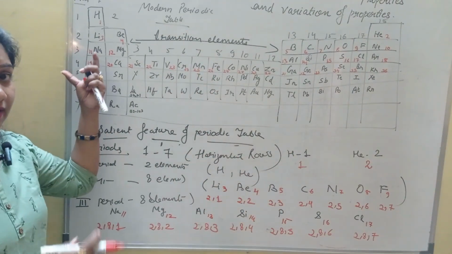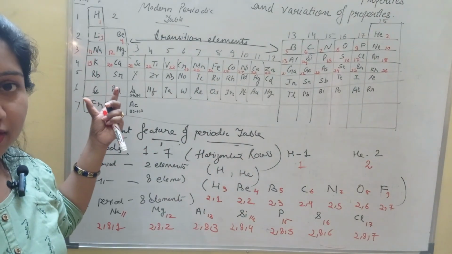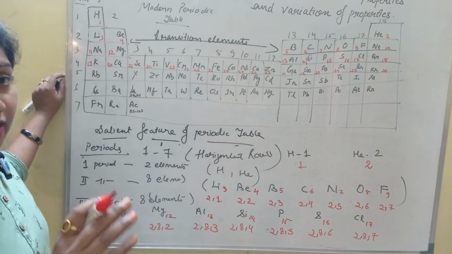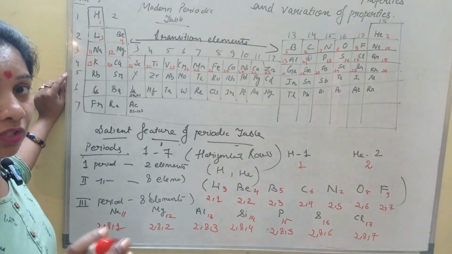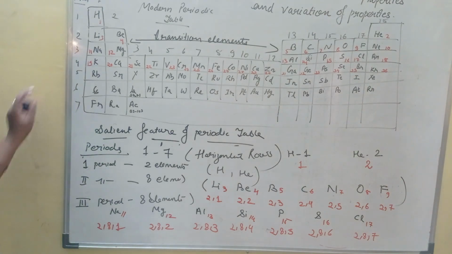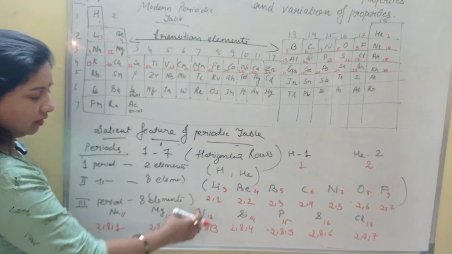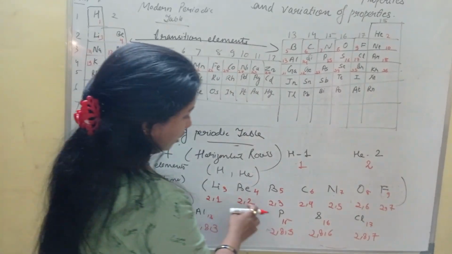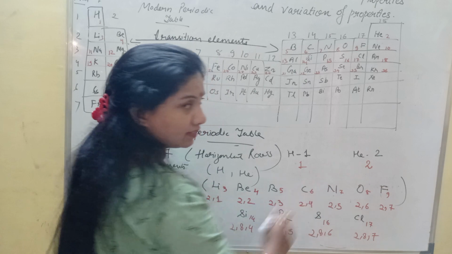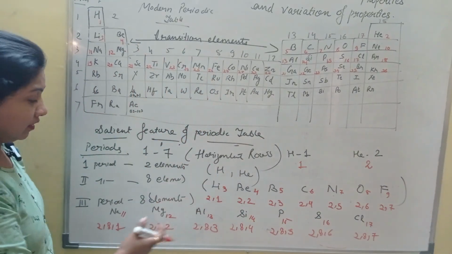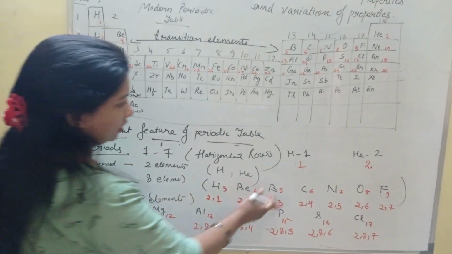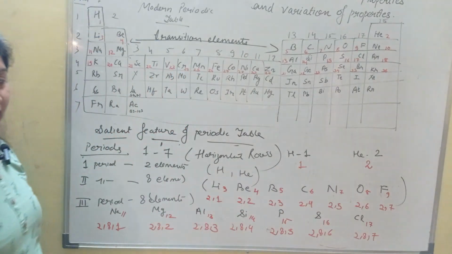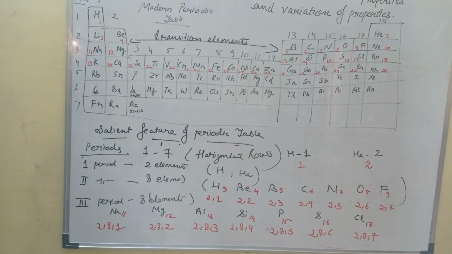Like in a group, we have seen that they are having common valence shell electrons. The number of valence shell electrons is the same for elements belonging to a particular group. But here, what is same? Your valence shell configuration is not same. Valence shell electrons here are 1, 2, 3, 4, 5, 6, 7. So it is not same. It is different. Here also 1, 2, 3. Here also 1, 2. So valence shell electron is not same. But what is same?